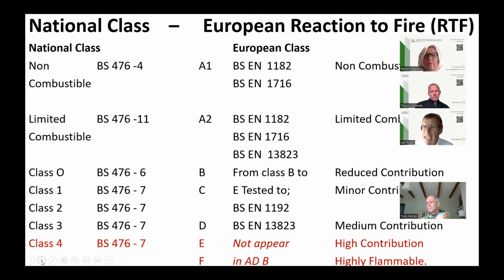But basically, A1 is non-combustible, A2 limited, B is reduced contribution to fire. That's what you'll see in circulation spaces. That's effectively plasterboard. C is a dense timber. D is a less dense timber.